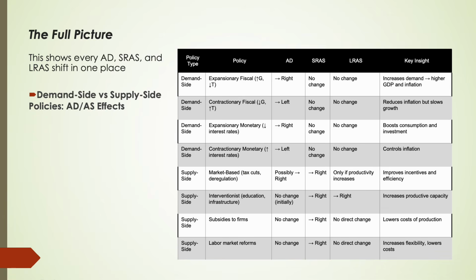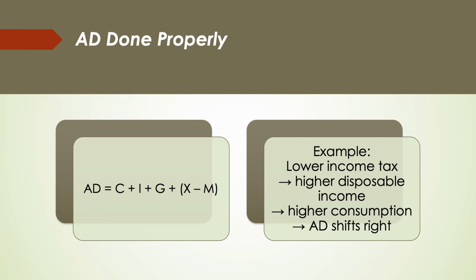This is the full framework I put together. It shows how demand side and supply side policies affect AD, SRAS, and LRAS all in one place. Instead of memorizing random shifts, you can actually see the logic behind them. Let's look at this the right way.